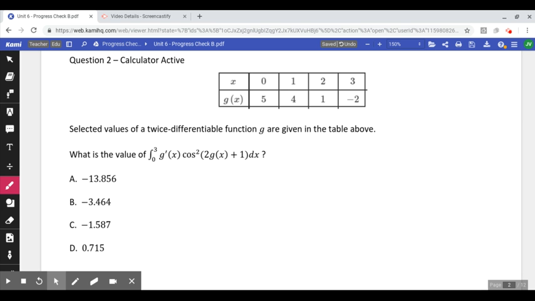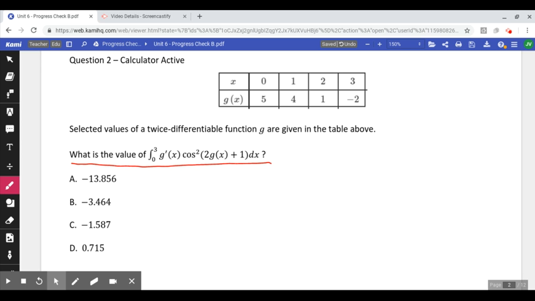In question number 2, we're able to use our calculator and we're given a table displaying values of x and g of x. Let's read the prompt and see if we can figure out what this question is asking us to do. So we have here that selected values of a twice differentiable function g are given in the table above. And then what we want to answer is this question: what is the value of the integral from 0 to 3 of g prime of x cosine squared 2g of x plus 1?